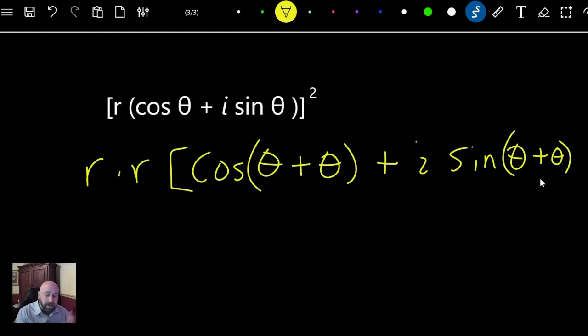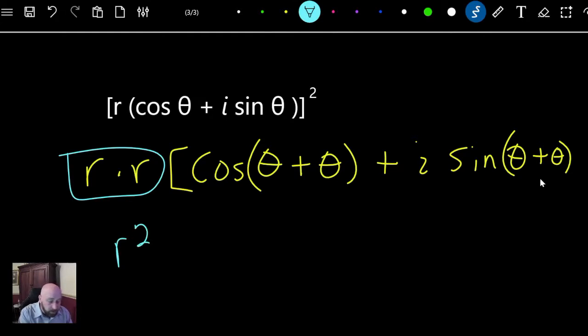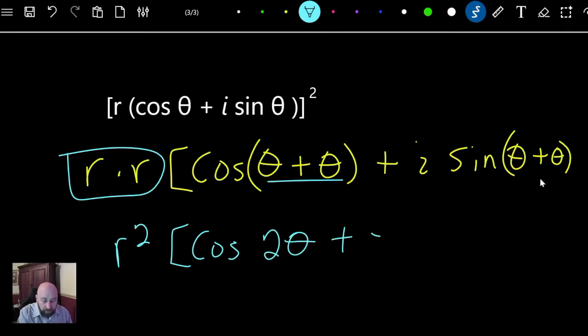And now we just start combining our like terms and multiplying what we can multiply. So look here, we can do a little bit. That gives us R squared. And then we could do the cosine of theta plus theta, which gives me 2 thetas, and then plus the imaginary sine of 2 thetas. That should be a bracket there at the end.